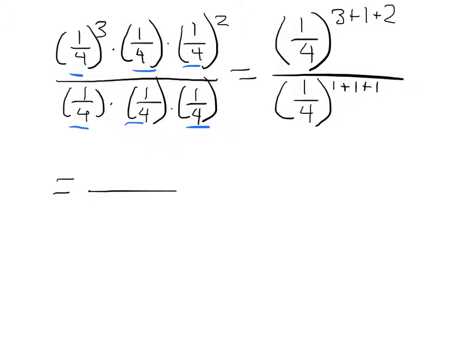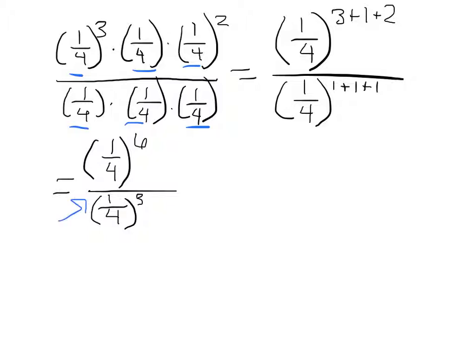In my numerator, I have the base of 1/4, and I have to add together all of those exponents. So 3 plus 1 plus 2 gives me 6. And then in my denominator, I have 1/4, and 1 plus 1 plus 1 gives you 3. Now I don't have any more products, so now let's take a look at my quotient.